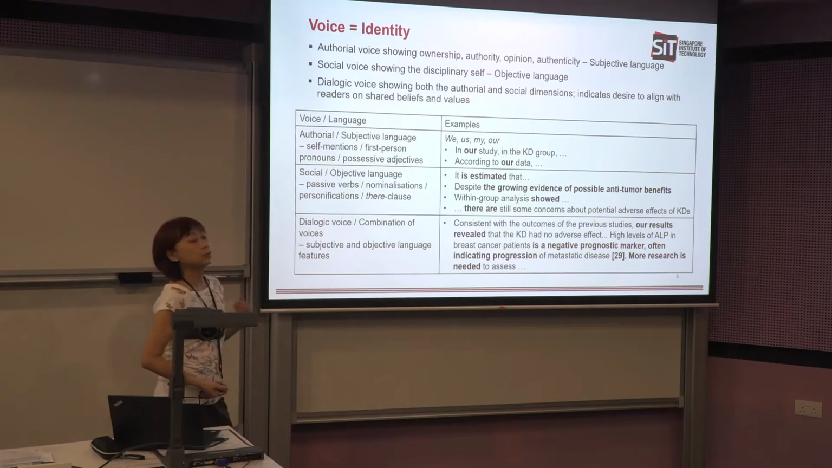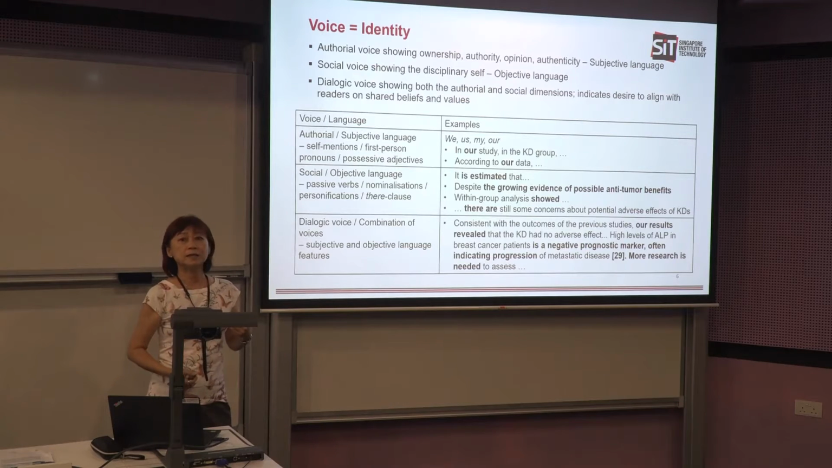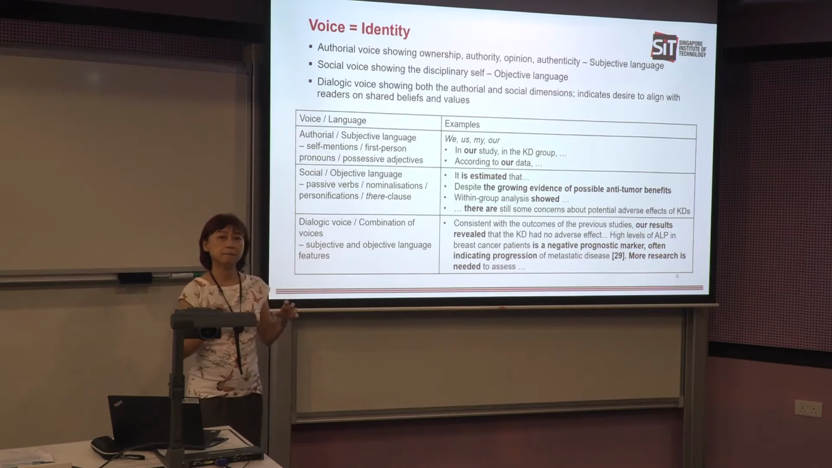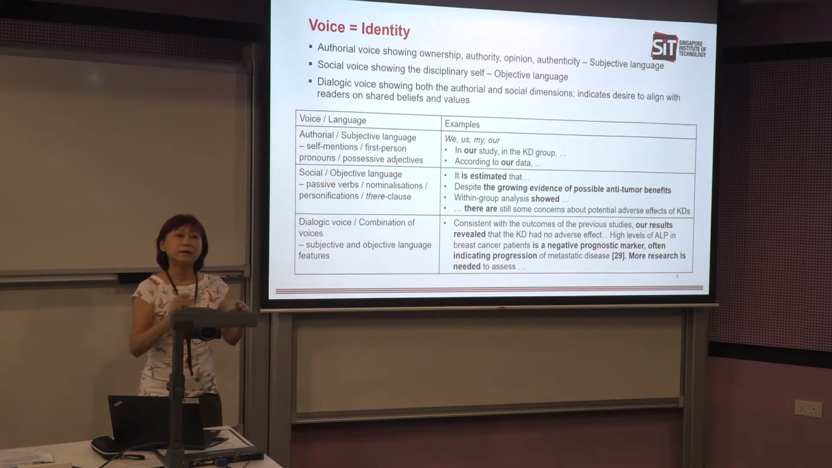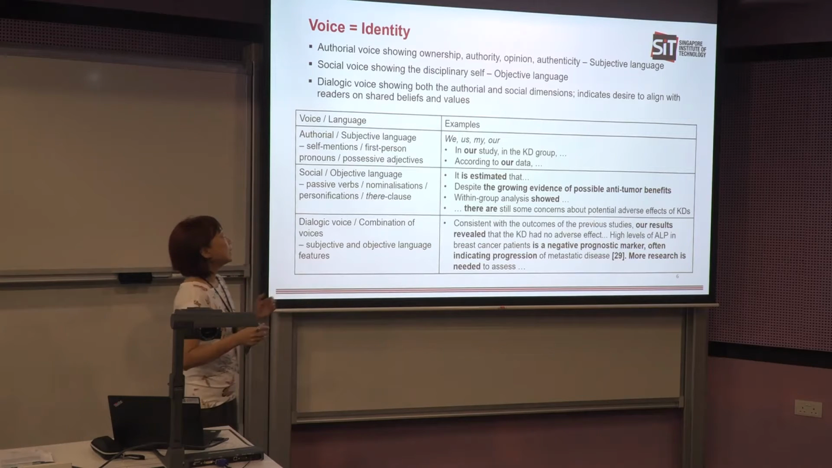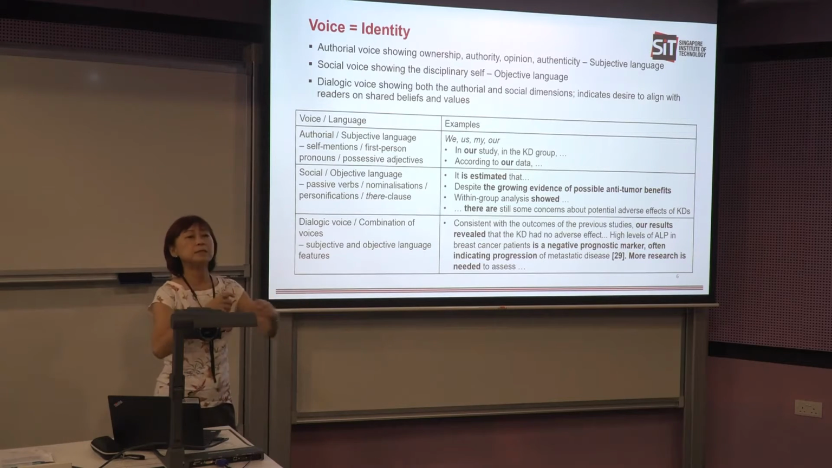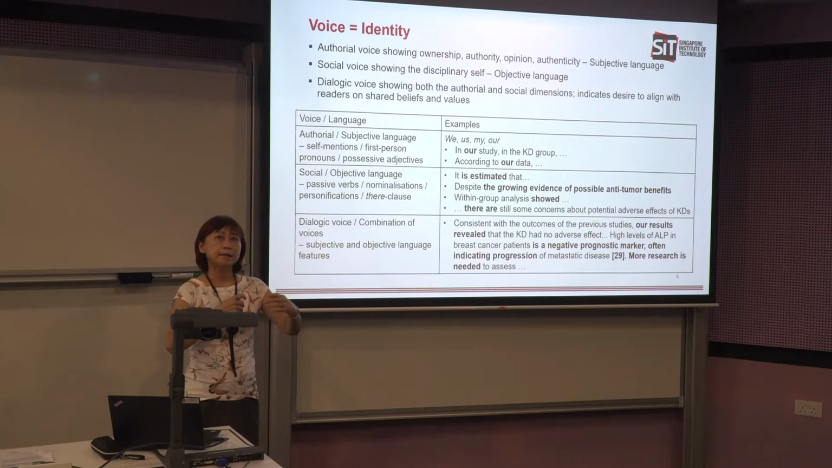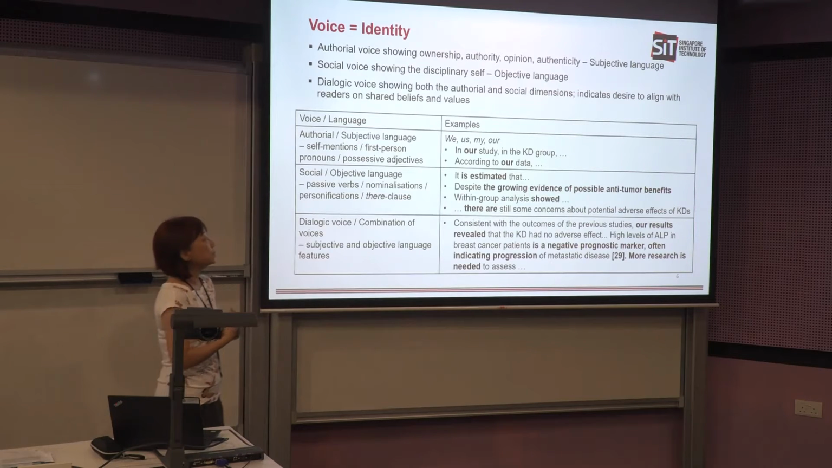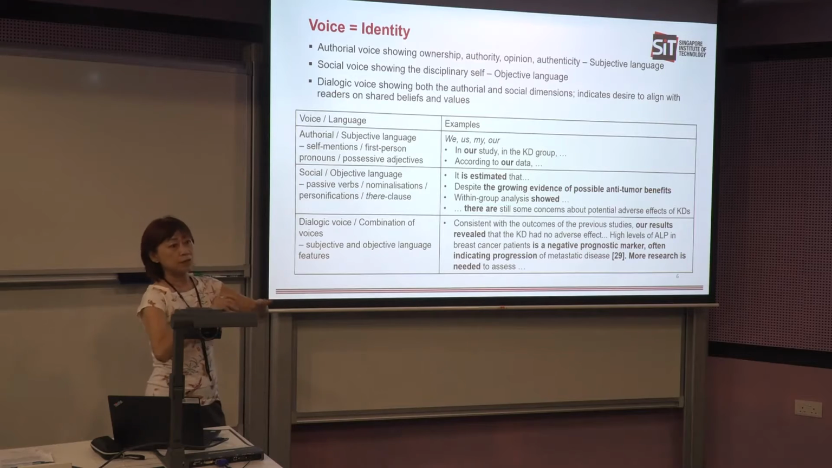Then we have the social voice. Social voice as in, now I see myself as a member of the discipline, right? I'm a member of this discipline, this discourse community, and so I want to draw some distance and tell you my authority in giving you this information is because I'm a member of this community. So the social voice then indicates objectivity, yeah?